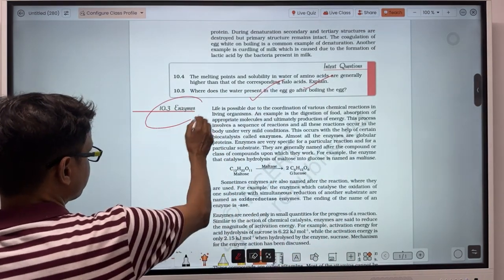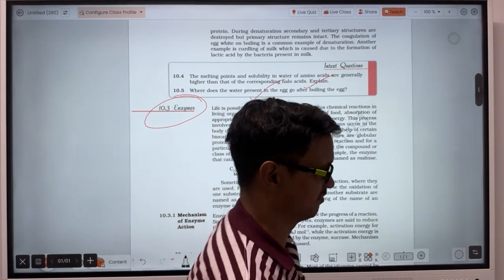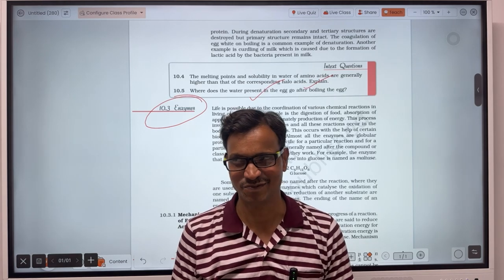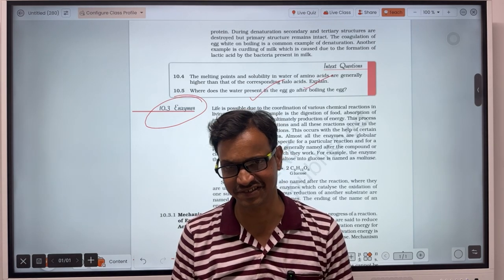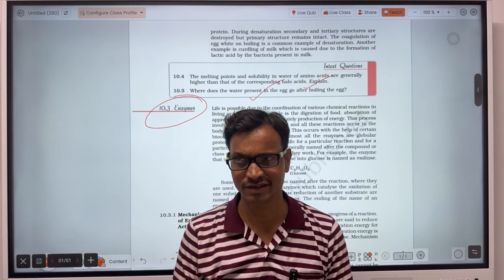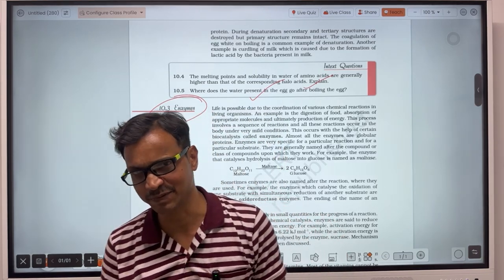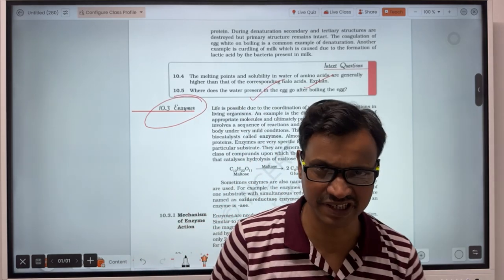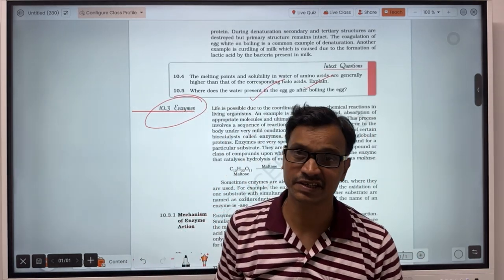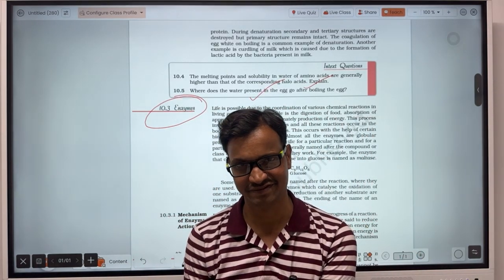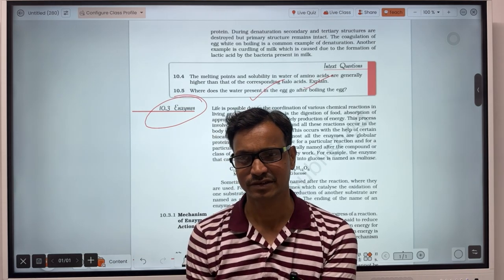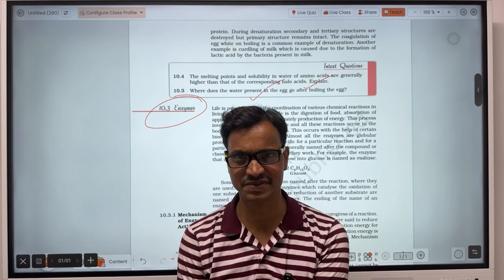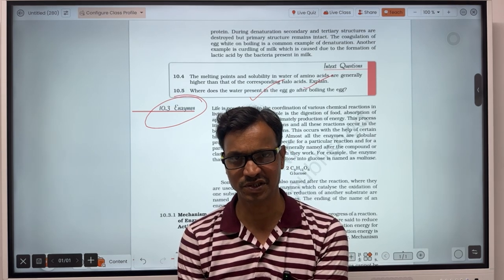Now let's take an example: enzymes. What is an enzyme? One point here is that they are proteinous in nature. Enzymes are made up of protein. One thing always keep in your mind: an enzyme is a protein, and that increases the biochemical reaction. So enzymes are the proteinous substances which enhance the biochemical reaction.